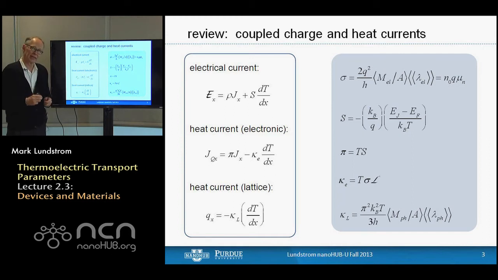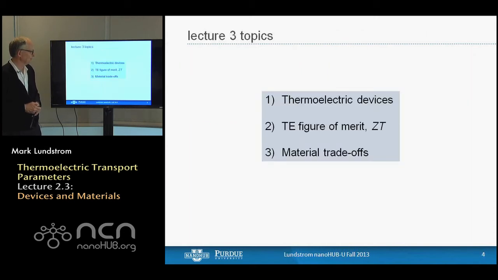Seebeck coefficient, we can't write that any more simply than we did on the last slide. Peltier coefficient is intimately related to the Seebeck coefficient. And the electronic thermal conductivity is proportional to the electrical conductivity. And there's this factor, the Lorentz number, that gives us that connection between those two conductivities. We'll see in Lecture 5 that we can write the lattice thermal conductivity in a form that's very similar to the electrical conductivity. Okay, so now we're ready to begin using these equations.